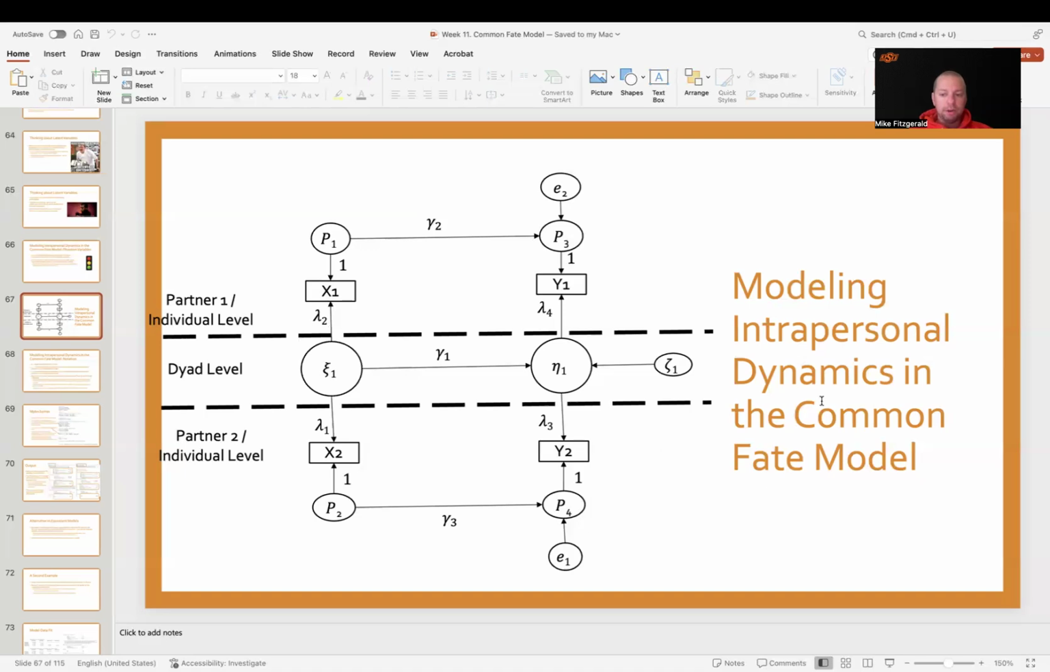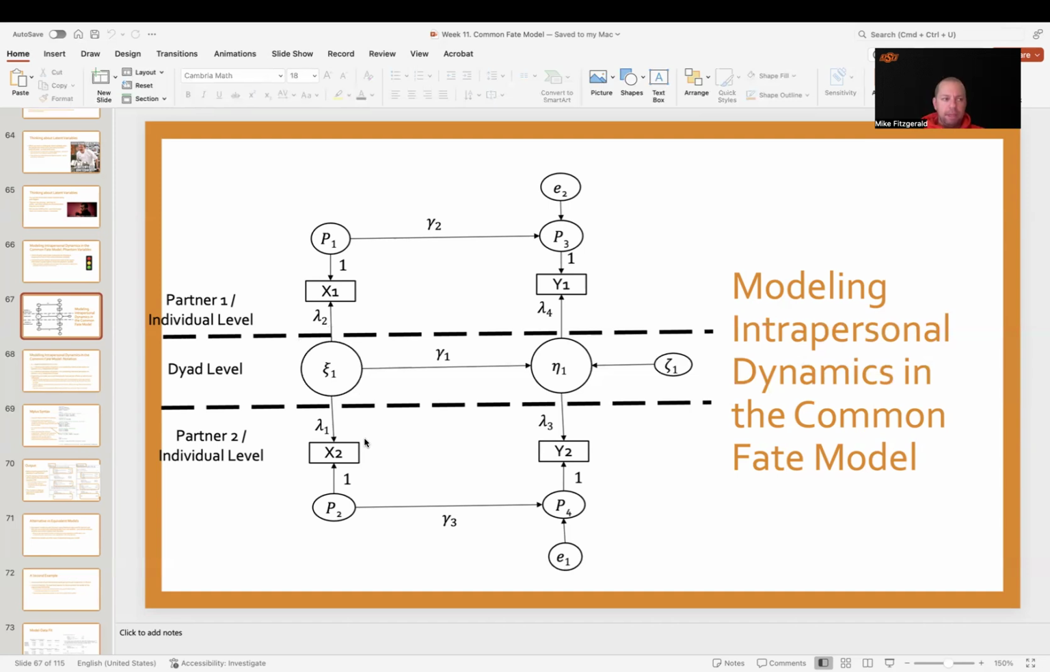But what we're going to do here in the multi-level common fate model is we're also going to model individual level parameters. Essentially, we're going to assess the relationship between partner one's reports on relationship mindfulness, that's going to be our independent variable, and relationship quality that is unique to them and is unshared with their partner. Right. So what is happening in the common fate model? We're capturing all the shared variance between dyad member one and two with this latent variable.